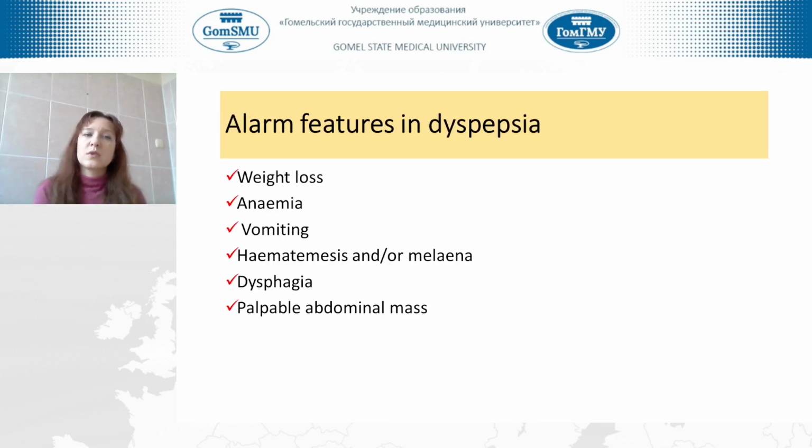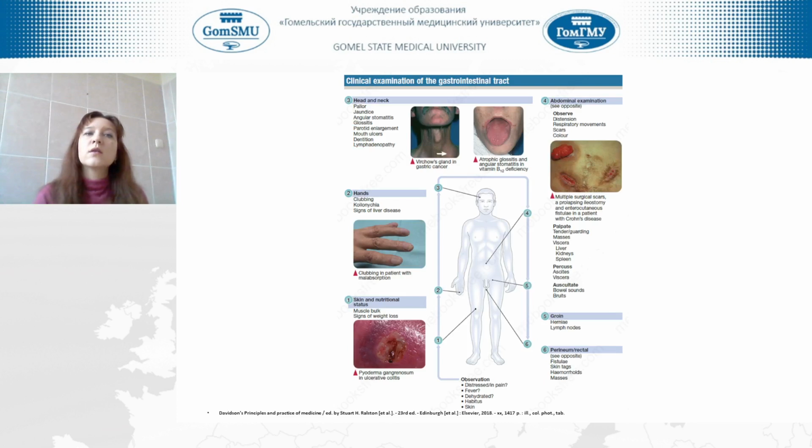Alarm features in dyspepsia: weight loss, anemia, vomiting, hematemesis or melena, dysphagia, palpable abdominal mass. Now, clinical examination of the gastrointestinal tract. What can we find? Skin and nutritional status, pyoderma gangrenosum in ulcerative colitis. On the hands, we can see clubbing in a patient with malabsorption. On the neck, we can find glands in gastric cancer, atrophic glossitis and stomatitis, and vitamin B12 deficiency. Abdominal examination.